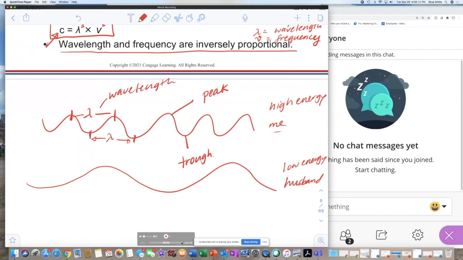So from the two pictures I have of the two different waves, the top one has short wavelengths. The bottom one has very long wavelengths. You can see that it's much bigger. The waves are more spaced out. That's lower energy, mellow, calm, not in a hurry.